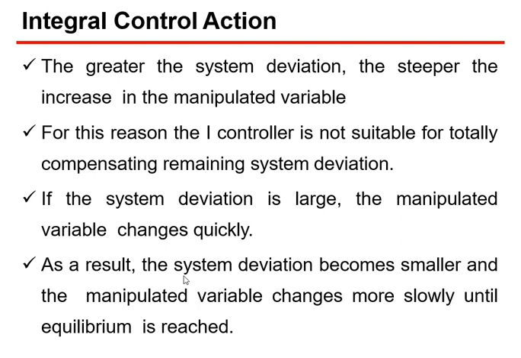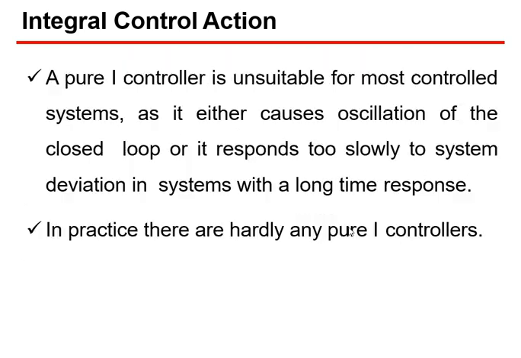As a result, the system deviation becomes smaller and the manipulated variable changes more slowly until equilibrium is reached. So a pure integral controller is unsuitable for most controlled systems, as it either causes oscillation of the closed loop or it responds too slowly to the system deviation in a system with a long time response. So again, the slow response is there.